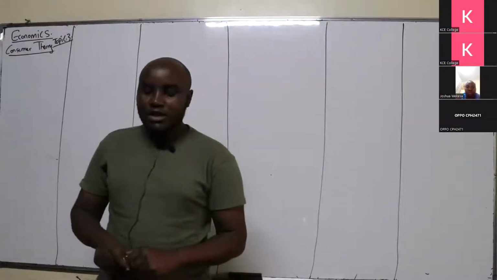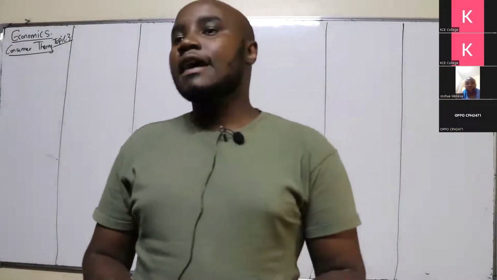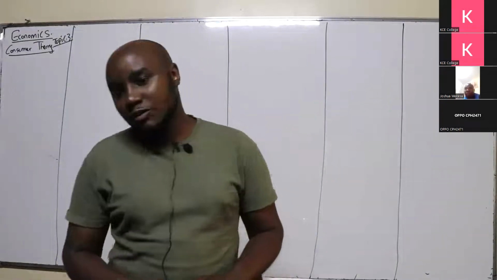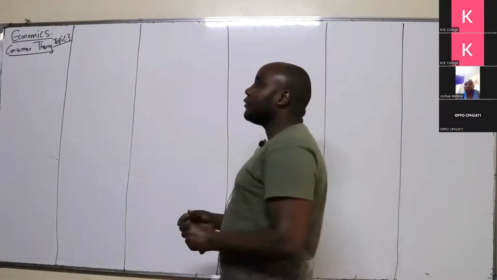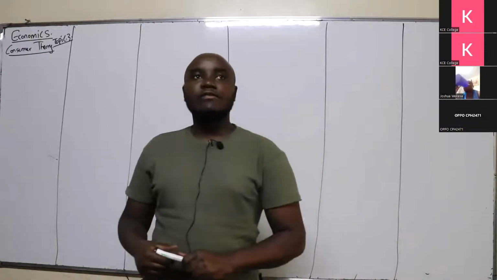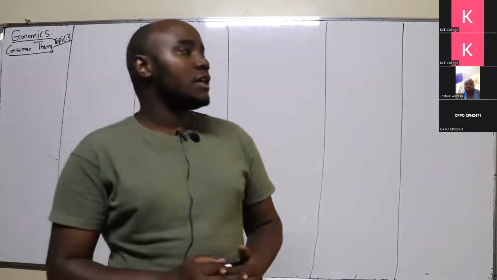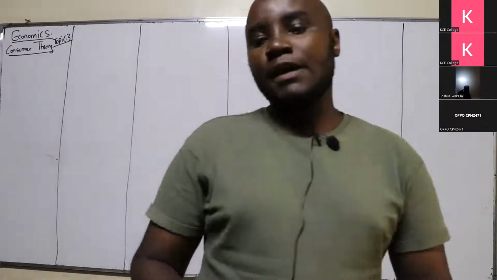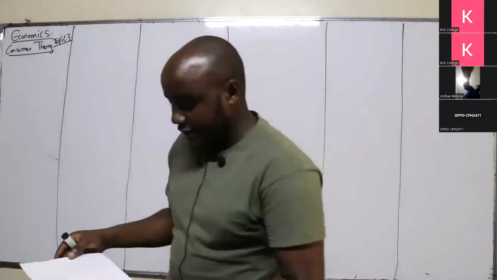In the cardinalist theory, we shall be talking about utility. Utility is that satisfaction that somebody receives from the consumption of a certain commodity. Are you together? Yes. And that shall be the backbone of the cardinalist theory. Then we shall have the ordinalist theory, where we shall be talking about the indifference curve. The indifference curve is just a locus of points giving us a similar satisfaction. Are you together?